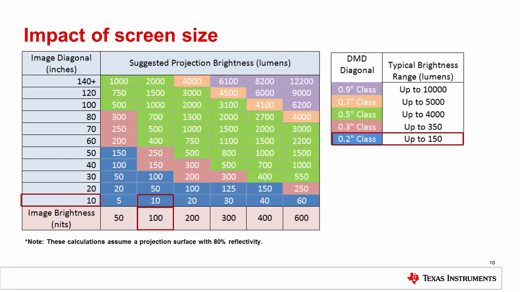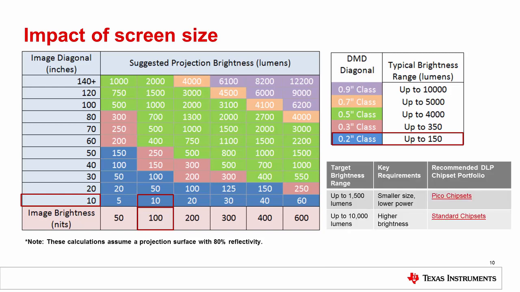TI DLP display DMDs are categorized into two types, Pico and standard chipsets. Pico DMDs are smaller in size and support up to 1500 lumens, which make them a good choice for small and low power applications. Standard chipsets can support up to 10,000 lumens and are generally suitable for large display high brightness applications. You can find the links to these portfolios in the descriptions for this video.